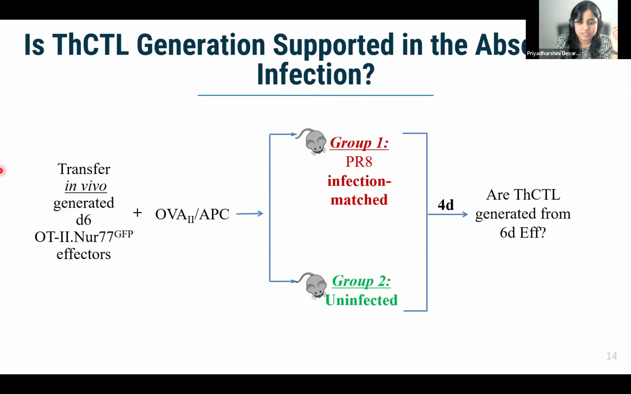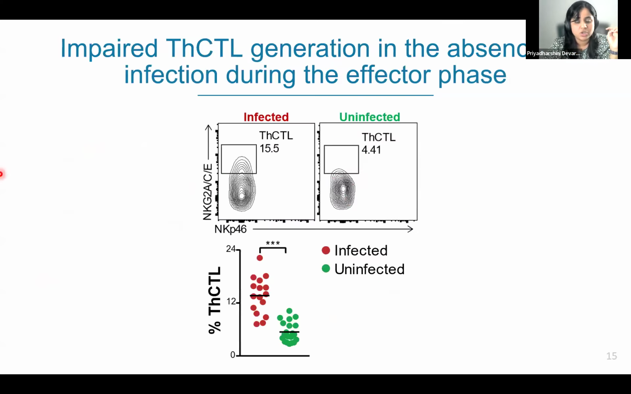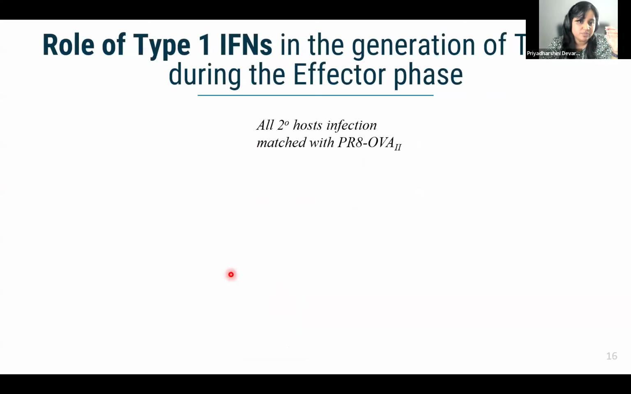And we asked for TH CTL generated from the 6-day effectors. What we found was that even if we provided antigen after 6 days, the CD4 effectors still needed something else from infection in addition to antigen to become cytotoxic CD4 effectors.